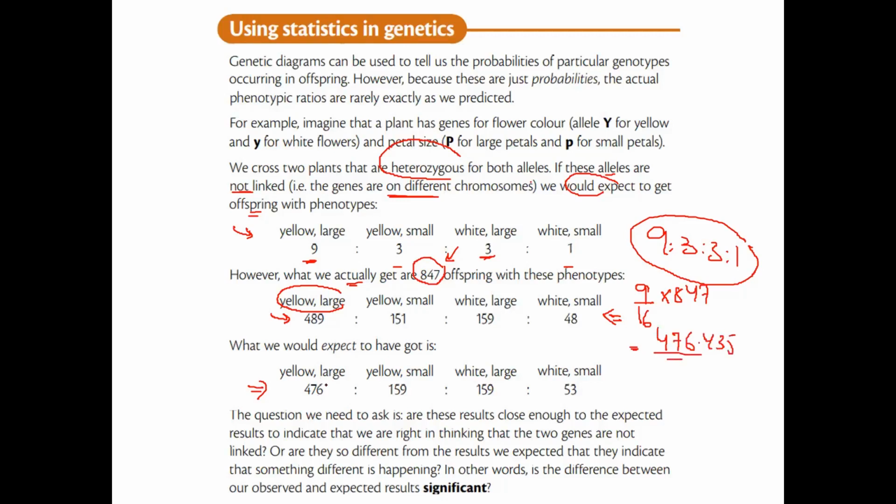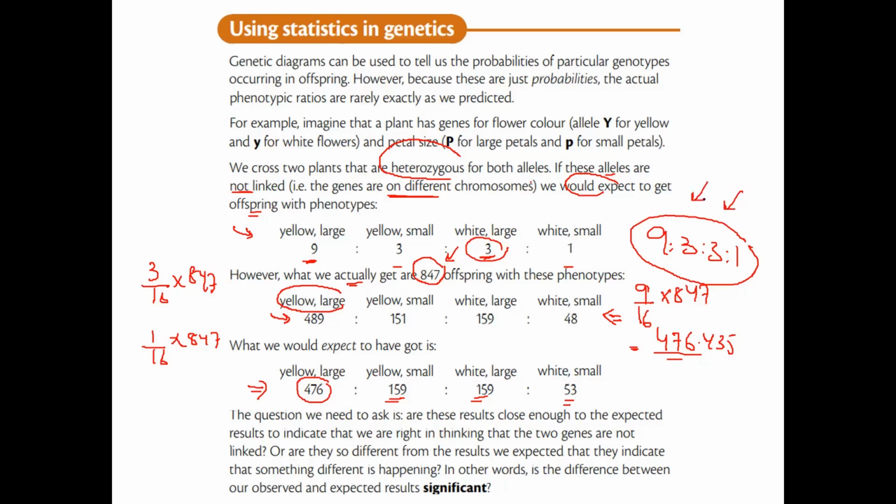Okay, then you'll do the same for yellow small. So you will go for 3 divided by 16 times 847. You get 159. Then again, since it's the same 3, you get the same value. Then you try for this 1 divided by 16 times 847, and you get 53, right? So we are calculating our expected values through this ratio. So now again in the exam, questions will come like this, where you are required to find the expected results.